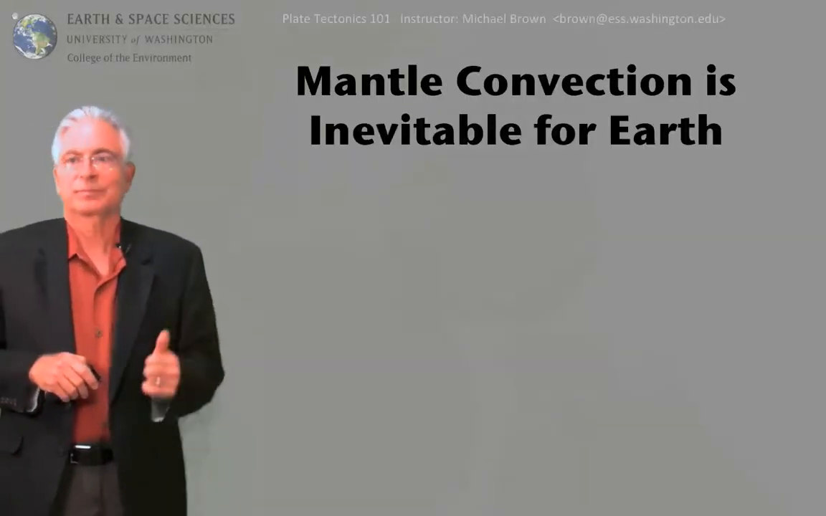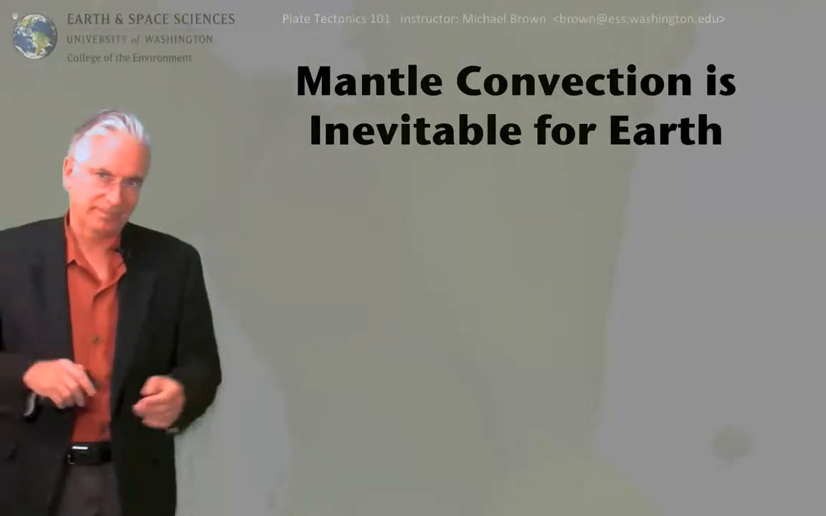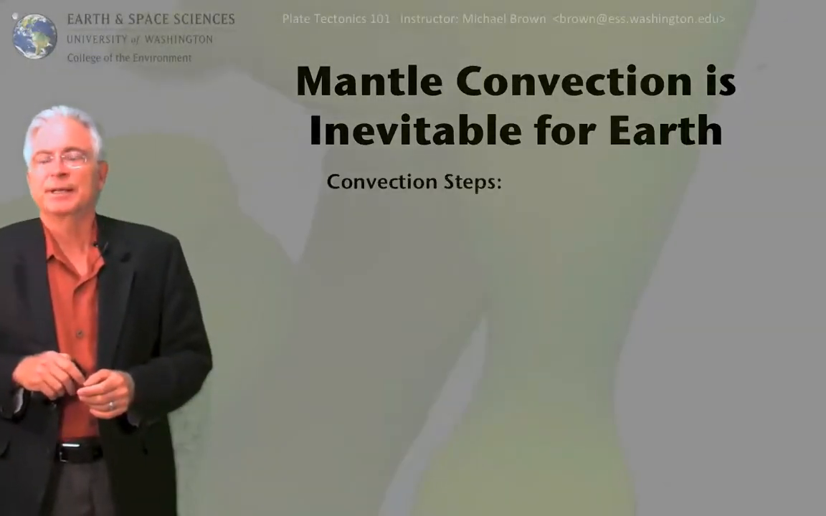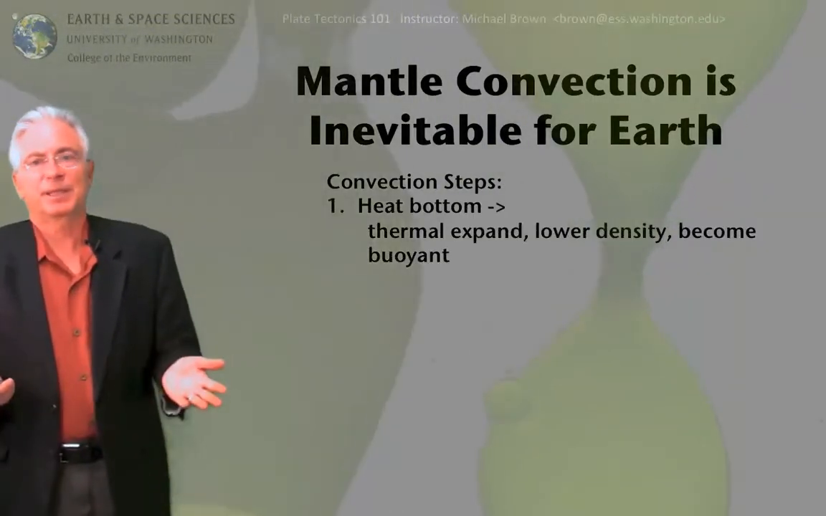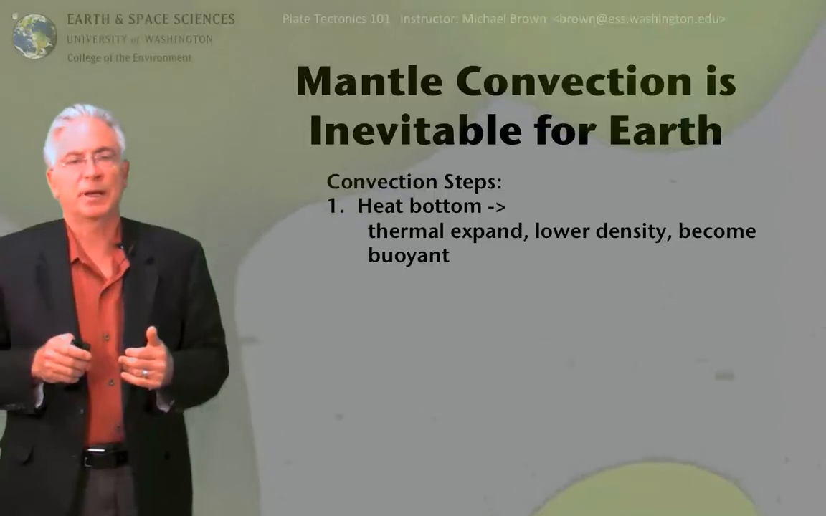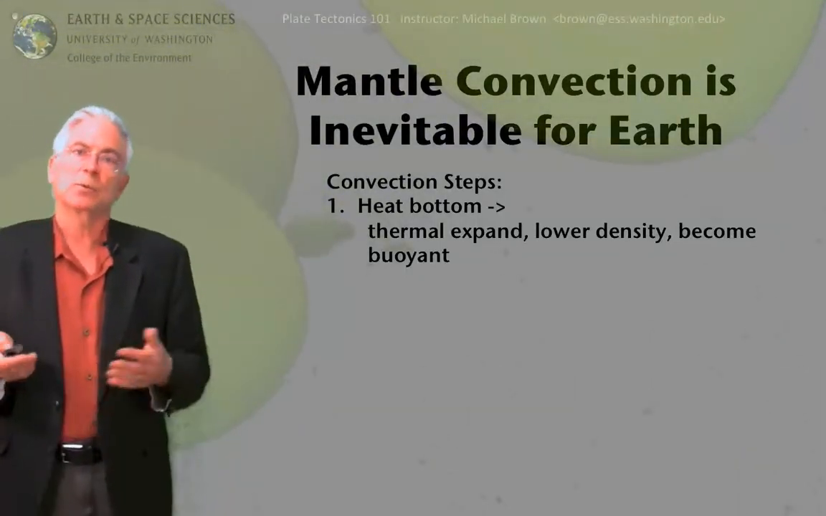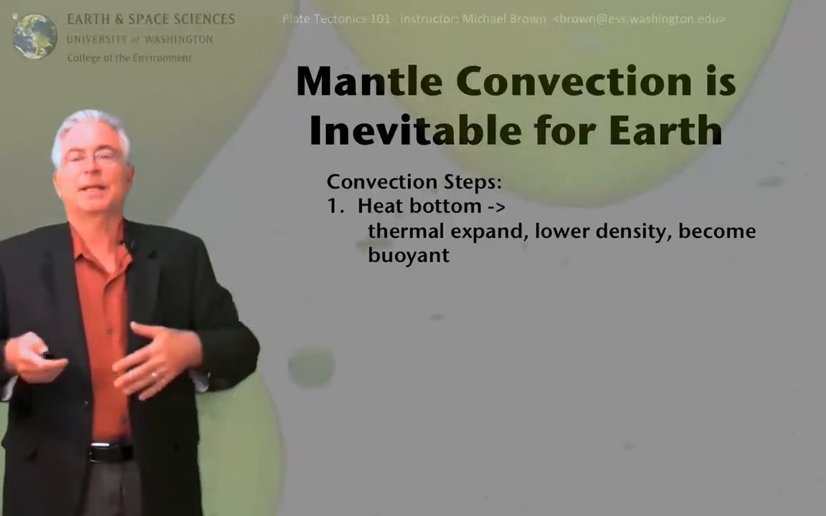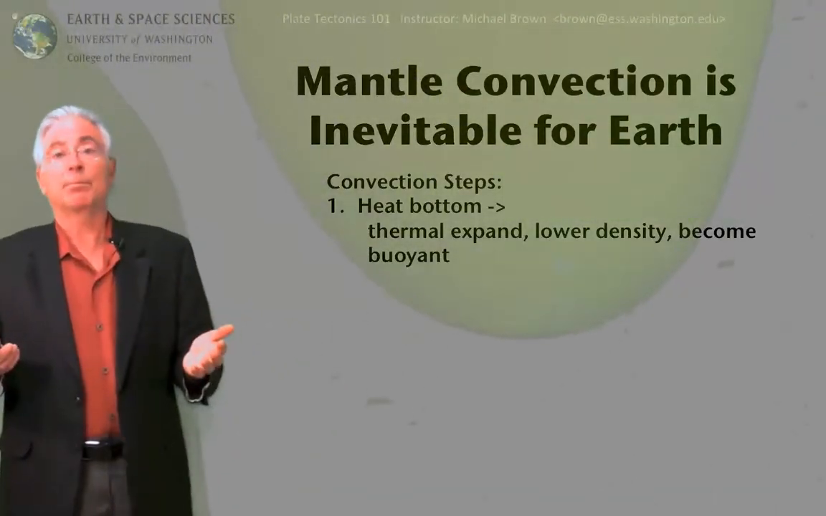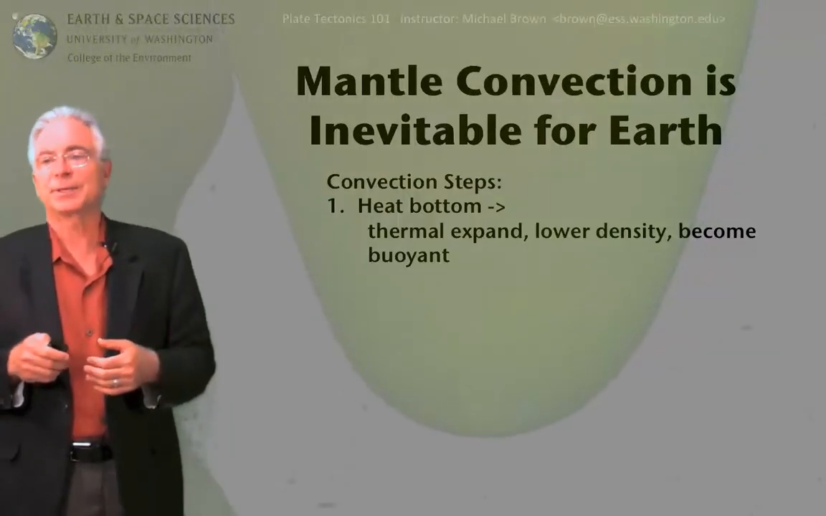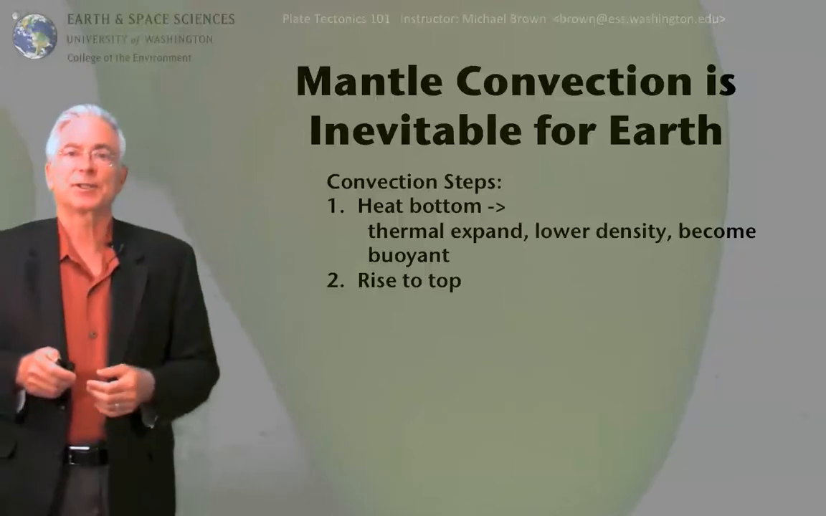Okay, mantle convection is inevitable for Earth. There's a statement for you. Let's talk about what convection is. Simply stated, if you heat the bottom of a viscous material, it can thermally expand at the bottom. When it thermally expands, it becomes lower in density. When it's lower in density, it can become buoyant compared to the fluid around it. As it becomes buoyant, it can rise to the top.